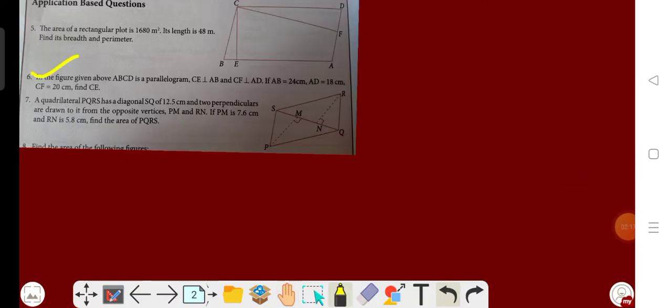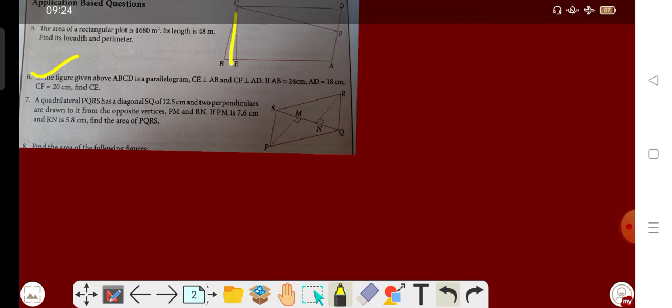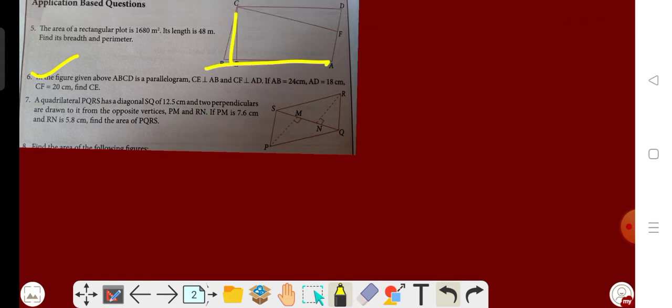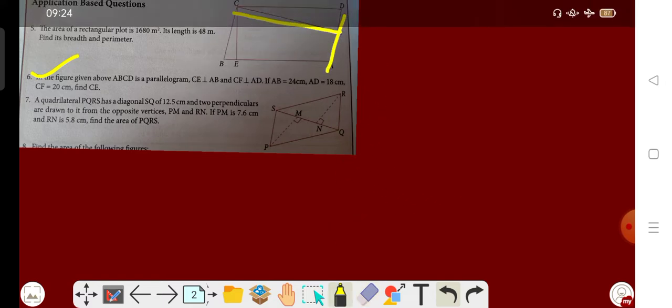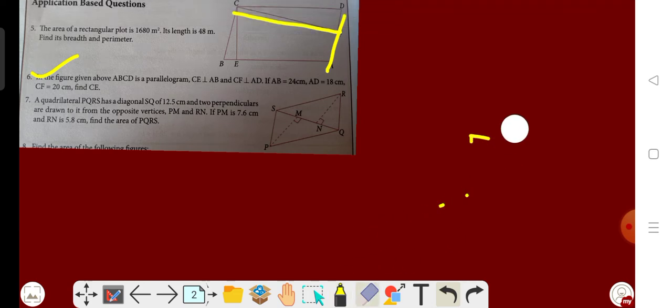Next, 6th question. In this figure, ABCD is a parallelogram in which CE is perpendicular to AB. This is CE and this is perpendicular to AB. And CF is perpendicular to AD. We are given the values of AB, AD, CF, and we have to find the value of CE.